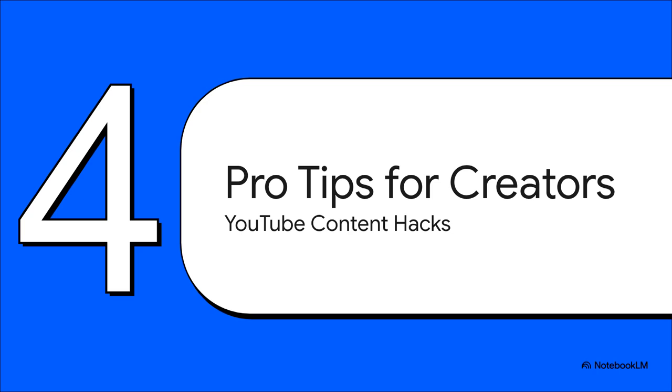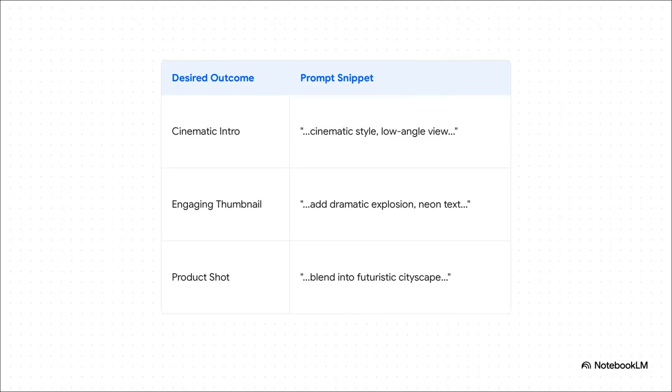All right, let's get practical. For all you creators out there, let's talk about some pro tips for using this to seriously level up your content. Check this out. Depending on what you're trying to do, you can use specific keywords in your prompt to get exactly what you want. Need a really cinematic feel for an intro? Try adding cinematic style or low-angle view. Want a thumbnail that just screams "click me"? Throw in something like "add dramatic explosion" and neon text. You see how it works? It's all about guiding the AI.